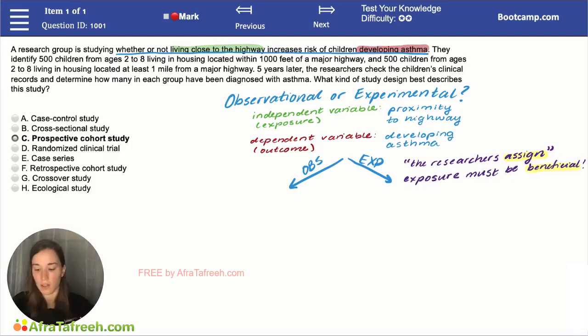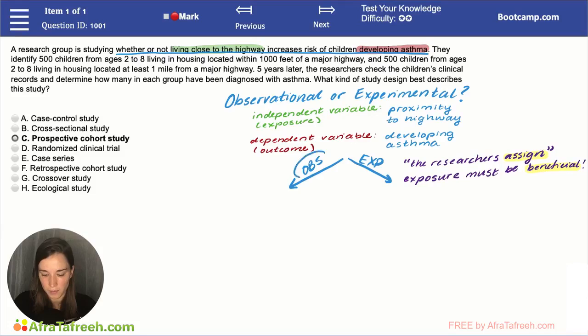Looking at our study, we don't see anything in this question stem describing the researchers changing the proximity of the children to the highway. And also our exposure, proximity to the highway, is hypothesized to be harmful or to increase the risk of children developing asthma. So all of that suggests that we are looking at an observational study.